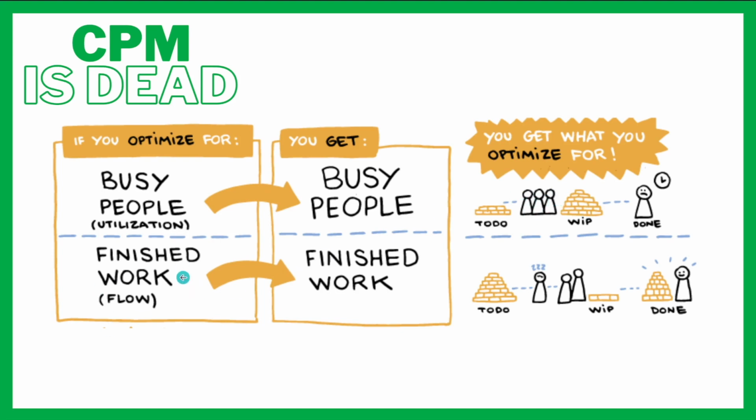Where flow, if we optimize for flow, we get finished work. And why is that? Because instead of having people stay busy, we're focused on getting things done, meaning that we don't want a lot of work in process. We want to have a good, working, stable amount of things to do in our plan so that we can do them one at a time and get them done and not just pile up all the work.